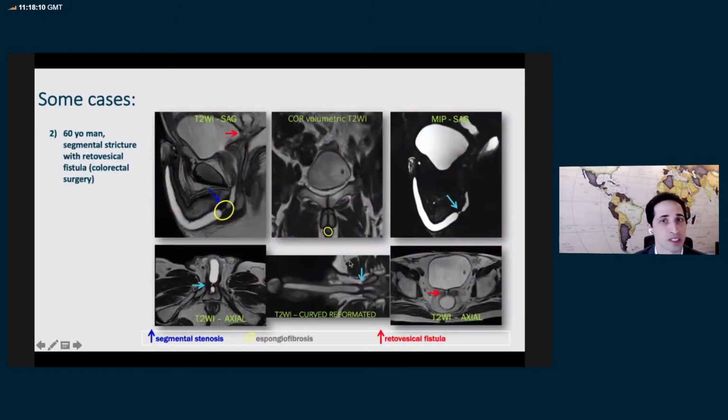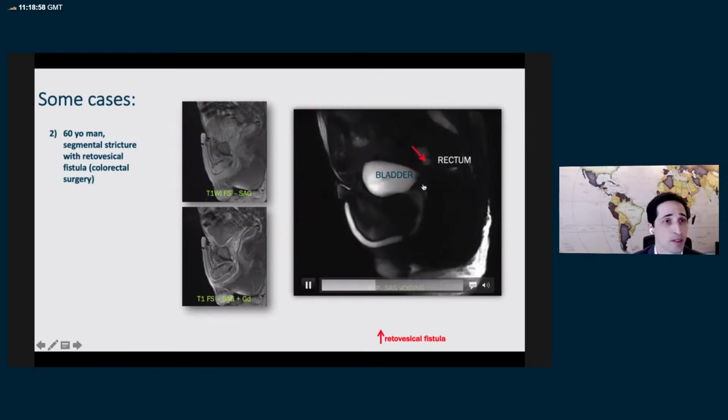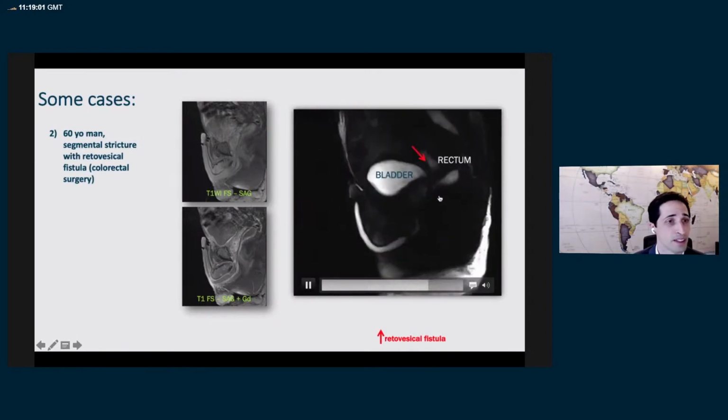This is another case of a 60-year-old man with segmental stricture. And again, it demonstrates not only the stenosis itself, but also the epithelial layer thickening at the site of stricture with fibrotic tissue, spongial fibrosis. In this patient, who had a past of colorectal surgery, maybe because of the stricture and high pressure inside the bladder, there was a fistula between bladder and rectum that is very nicely shown here in this dynamic image.